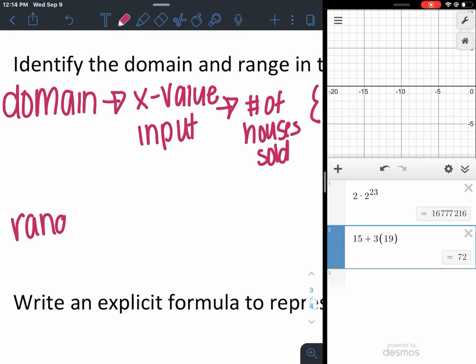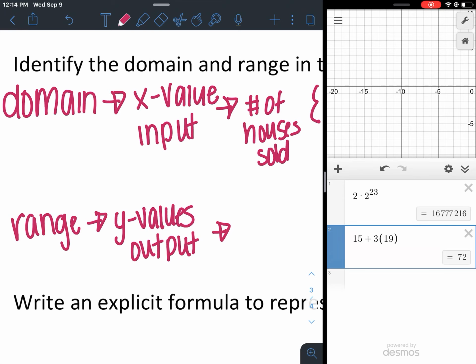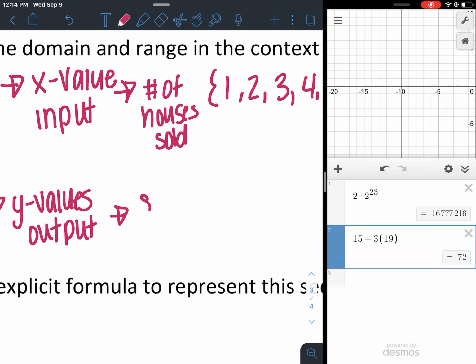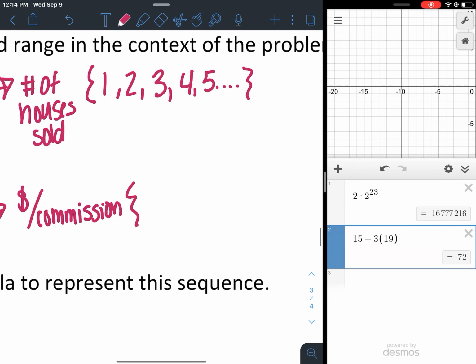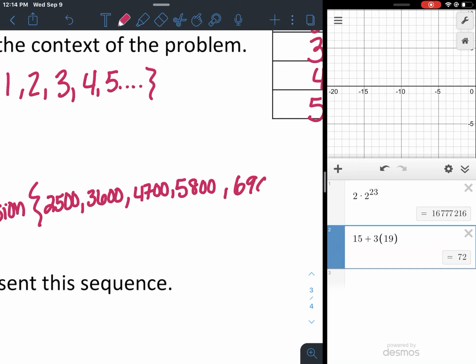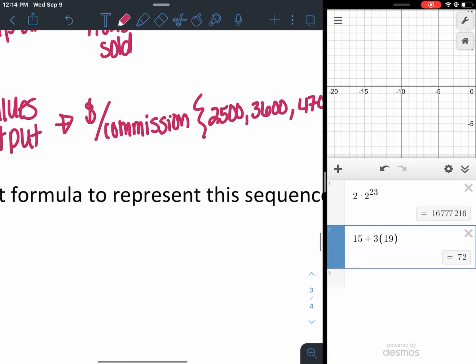And our range, you guessed it, is our y values or our output. And it's the money, the commission you make for selling those houses. And that was our y values that we had, or the term value. It was $2,500, $3,600, $4,700, $5,800, and $6,900, and so on and so forth. Just keep adding that $1,100.